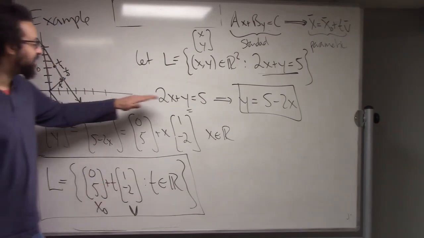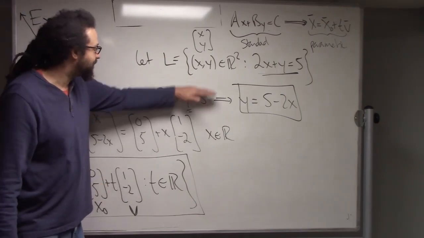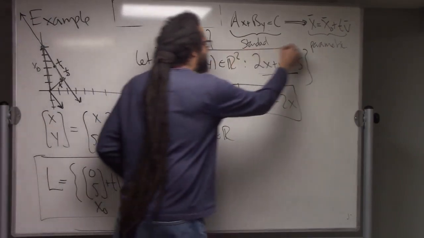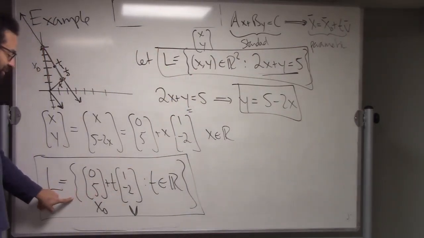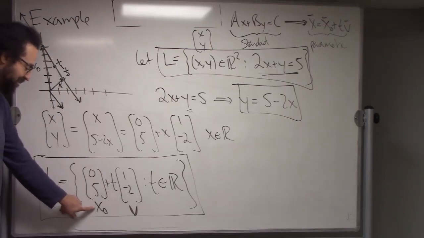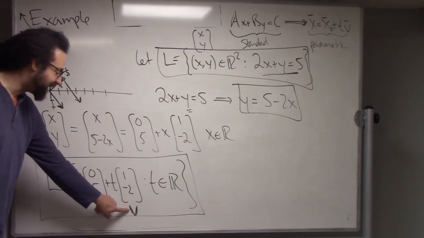So this is how you go from standard form. So here's the standard form, and then we just converted it to parametric form. x0 is a point on the line, v is the direction vector.